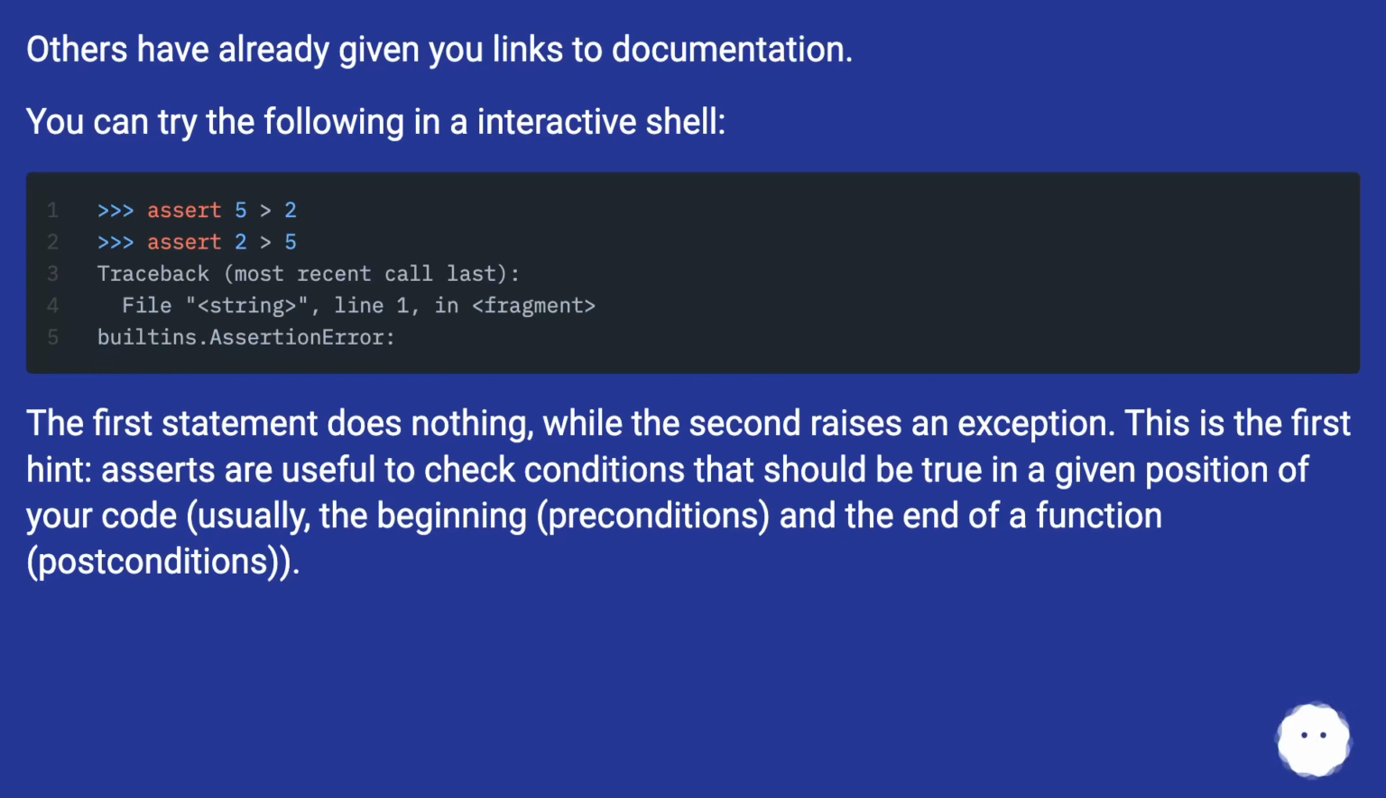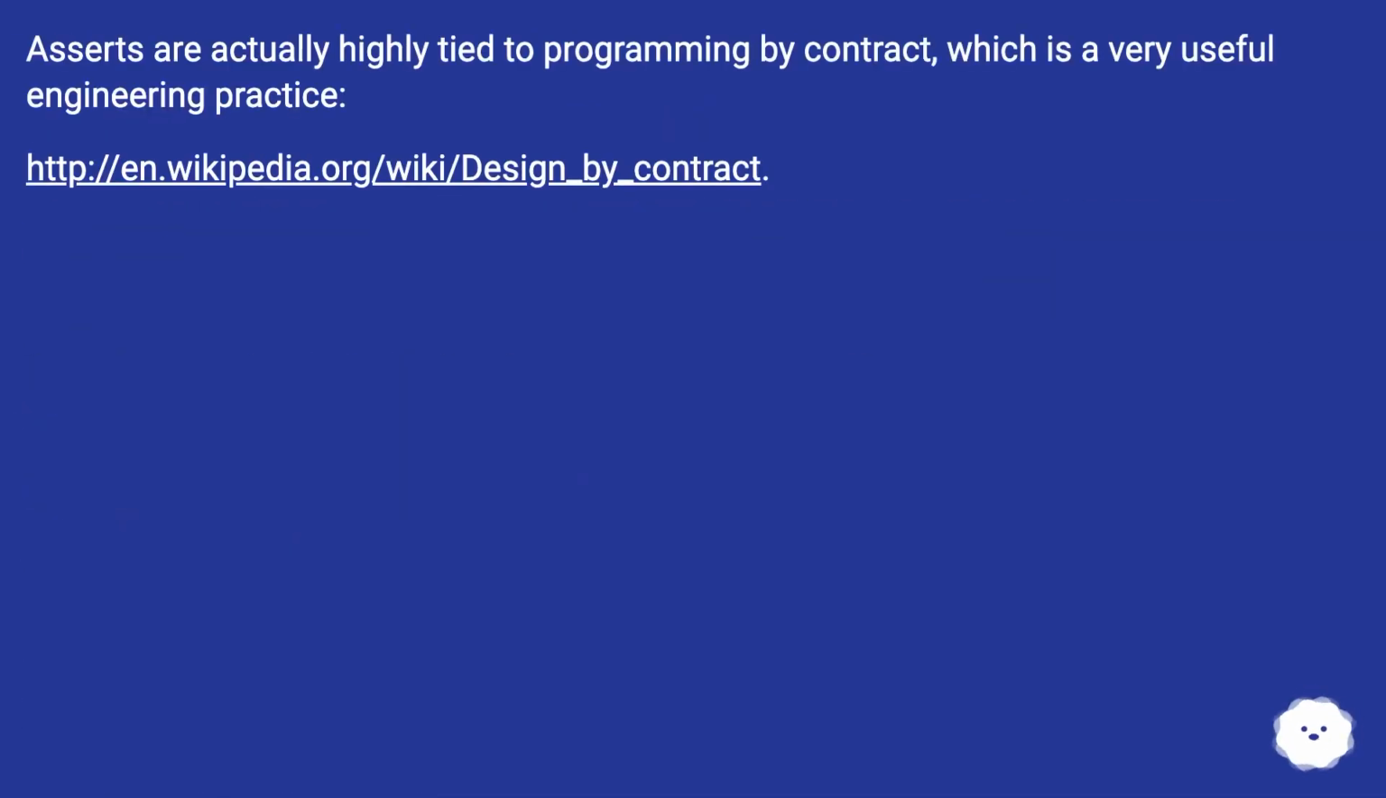Asserts are useful to check conditions that should be true in a given position of your code, usually the beginning, preconditions, and the end of a function, postconditions. Asserts are actually highly tied to programming by contract, which is a very useful engineering practice. This URL.